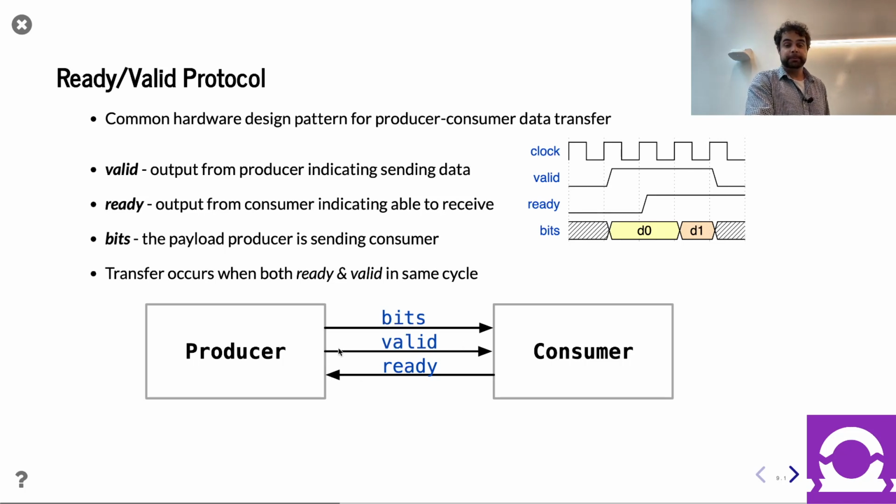For example, I can be trying to send data, but if I know the consumer is not taking it, I'm not going to advance my data. Right? I'm going to keep the same data I'm trying to send and wait till they're actually ready to take it. Likewise, for the consumer, even if I'm ready, if they're not sending me data, I shouldn't process it, right?